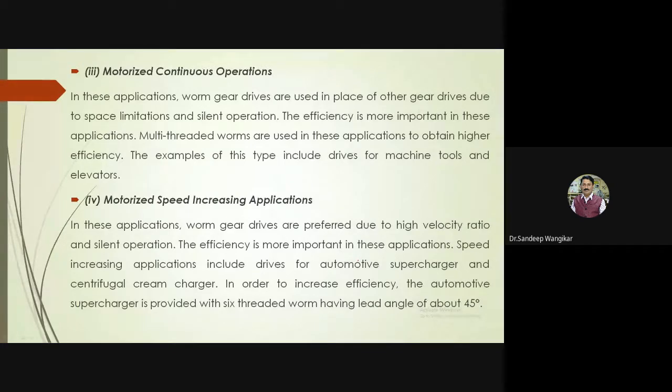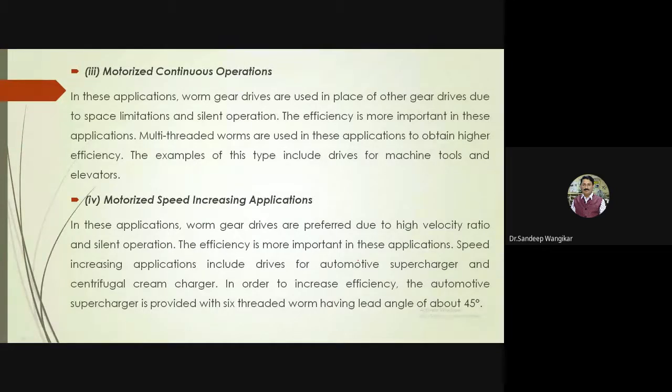Motorized speed increasing application. So now the third one is motorized continuous operation. The fourth one is motorized speed increasing. Worm gear drives are preferred due to high velocity ratio for this application and due to silent operation. The efficiency is more important in this particular application. So for the third and fourth, efficiency also has importance.